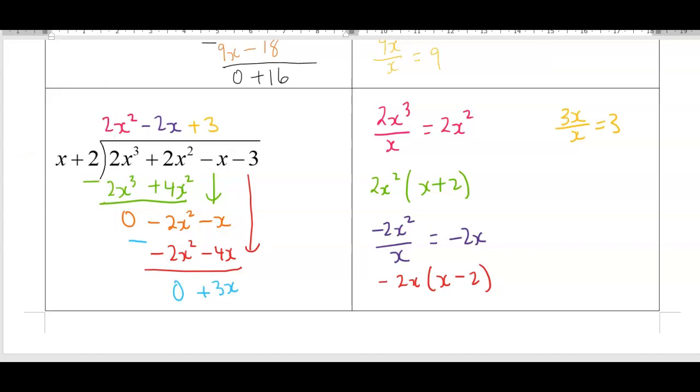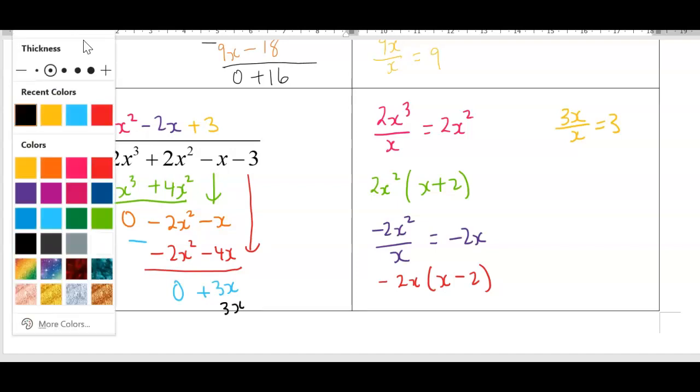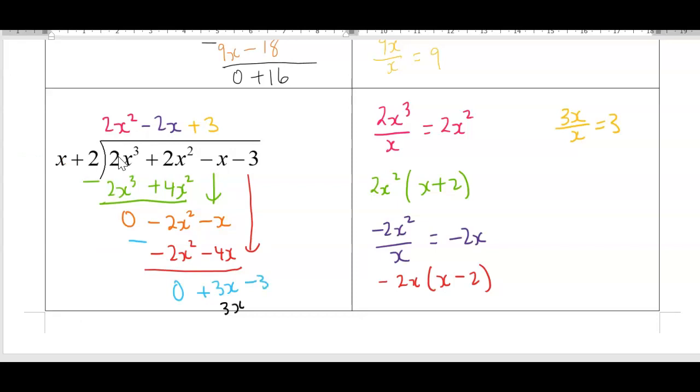I'll do that in black because it's going to be our final answer. So 3x, oops, I didn't bring down that negative 3 before. So I always forget to do that. And then 3 times 2 is 6. All right, and then we're just going to do our subtraction. So 3x minus 3x is 0, and negative 3 minus 6 is minus 9.